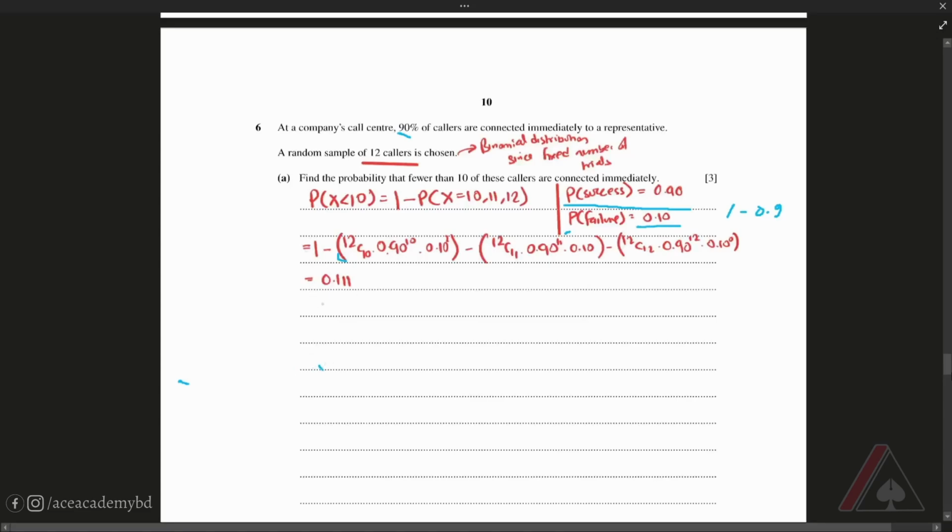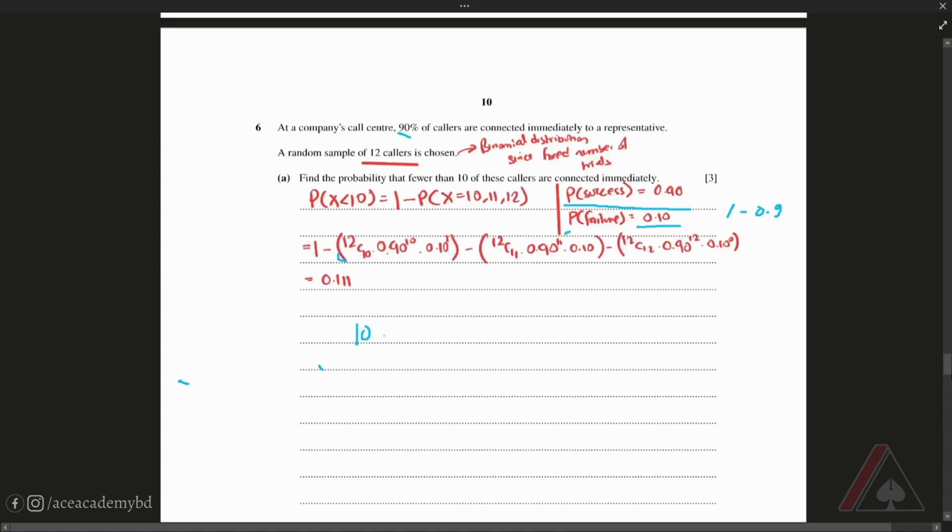So how do we find the probability that fewer than 10 of these callers were connected? Now this is a huge number, so finding the probability directly would be almost impossible. So what we could do is find the probability that 10 or more callers were connected immediately.